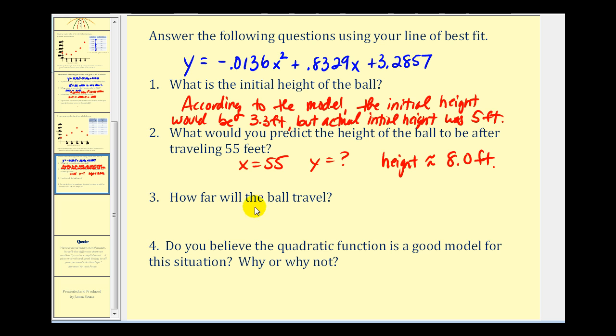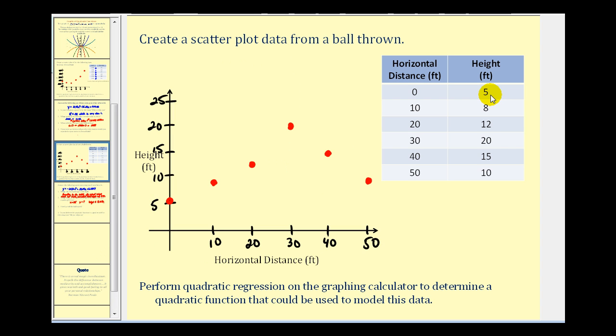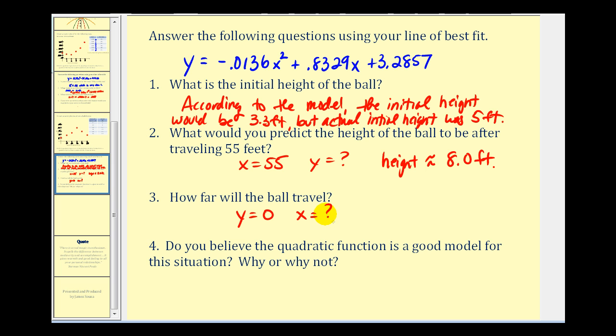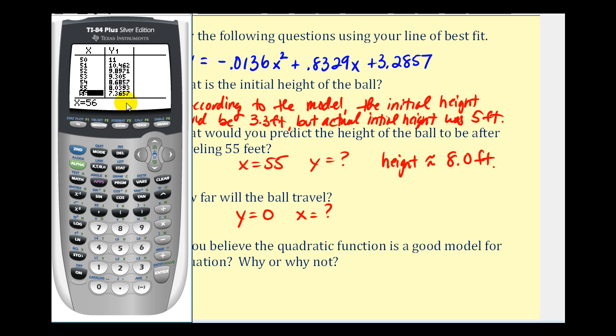Number 3 asks us how far will the ball travel? Again, let's go back and take a look at our initial data. If we want to know how far the ball is going to travel, we want to know when the height is equal to 0, or when the ball hits the ground, what would the horizontal distance be? So now we want to determine what x would be when y is equal to 0. And again, we're going to go ahead and use the table feature of the graphing calculator to answer this question. Let's go ahead and keep scrolling down until we have a y value that's equal to 0.